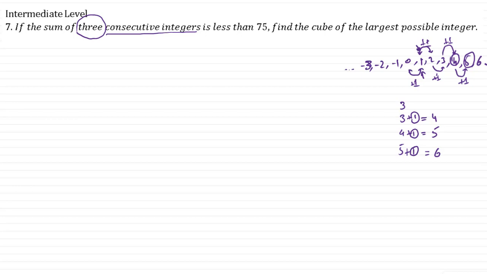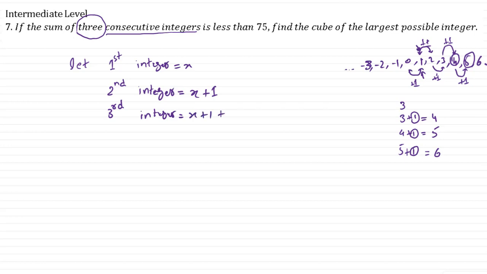So we will suppose first integer. Let the first integer be x. Then what will be the second integer? Second integer will be x plus 1. And what will be the third integer? Third integer will be x plus 1 plus 1, because we have already added this 1 in second integer. Now this one will be added in third integer. The third integer will be x plus 2.